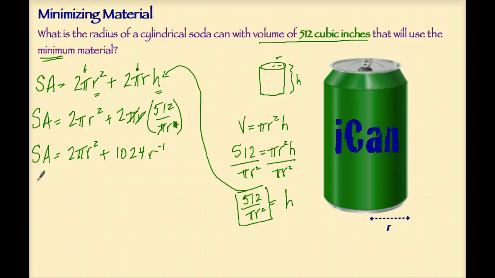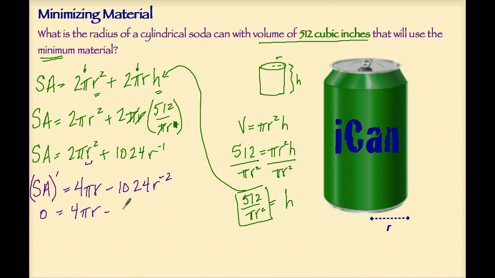So let's take the derivative of our surface area equation. I'll put this in parentheses just because it's two letters instead of one. The derivative of surface area then is going to be, remember this is the only variable, the derivative of r squared is 2r, so this becomes 4 pi r, and then negative 1 times 1024 gives me negative 1024 r to the negative 2. There's the first derivative. Let's set it equal to 0 and find where our max and min radius might be. Max or min radius. In this case, of course, we're hoping for a minimum.